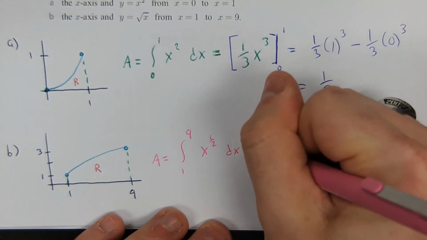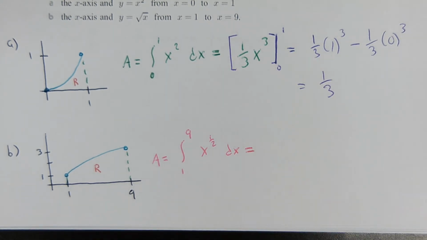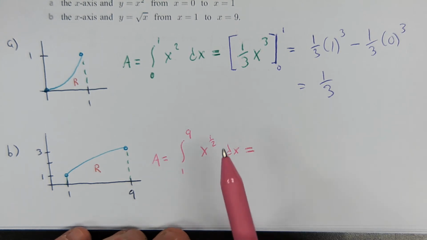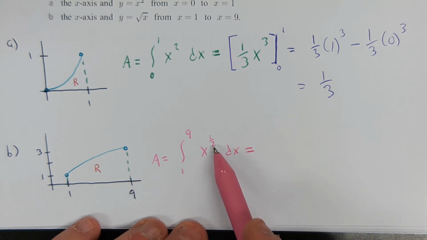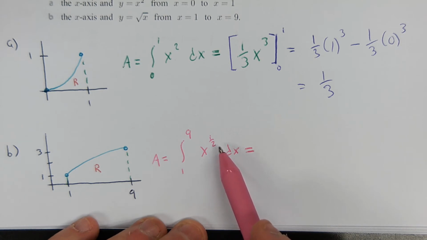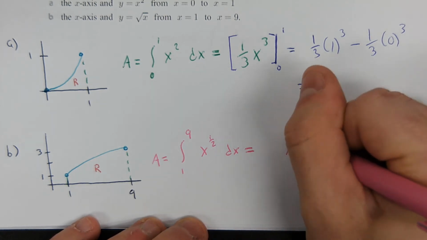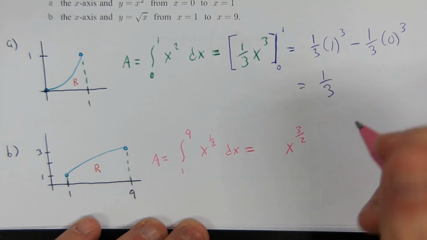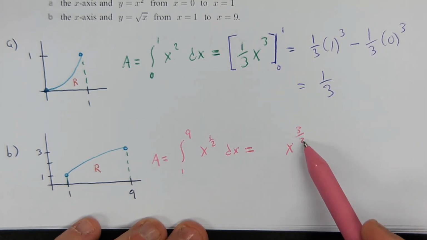So now I'm going to find the antiderivative or the definite integral of x to the 1/2. We're going to raise this exponent by 1. So 1/2 plus 1 is 3/2. So x to the 3/2. And the reciprocal of its new exponent is 2/3.